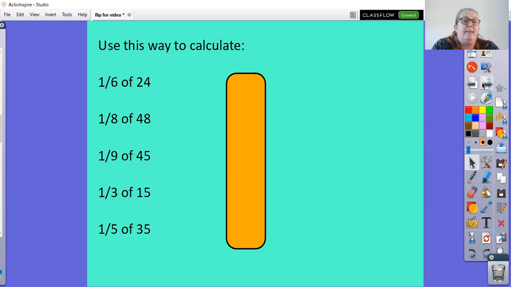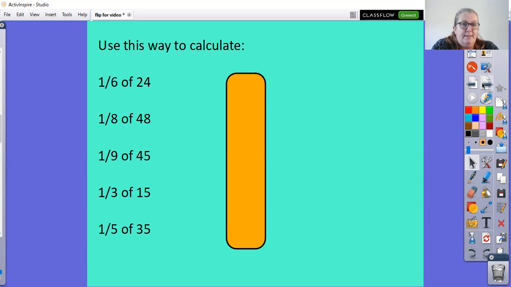So you've got 1/6 of 24. So how many will you be dividing 24 into? What does the denominator tell you? It's telling you 6. So your 24 will be divided into 6 groups and you will count one of them. Then you've got 1/8 of 48, 1/9 of 45, 1/3 of 15, and 1/5 of 35. So use that visual way of working it out to have a go. Pause the video and then come back afterwards and we'll go through the answers. Pause the video now.